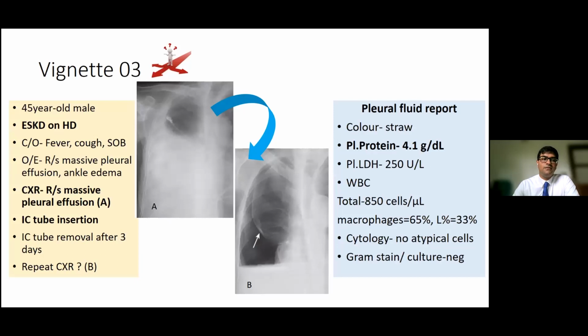Case number 3 is a 45-year-old end-stage renal failure patient on hemodialysis, presenting with fever, cough, and shortness of breath with a right side massive pleural effusion. Due to the severe breathlessness, an IC tube was inserted, and on day 3 of illness, due to symptomatic improvement, the IC tube was removed. Following removal, in chest X-ray B, you can see that the lung has not expanded properly. The pleural fluid report shows that it is an exudative pleural effusion.